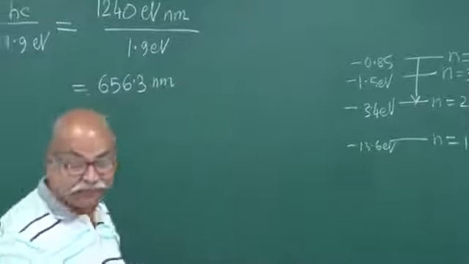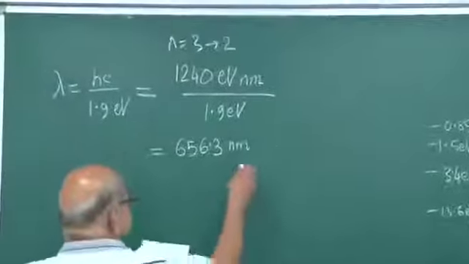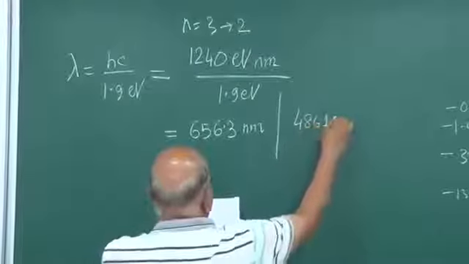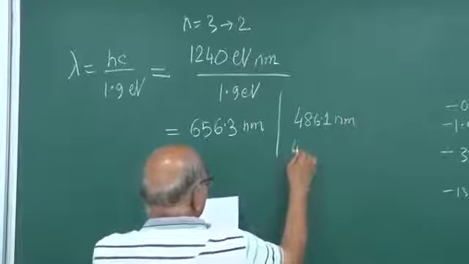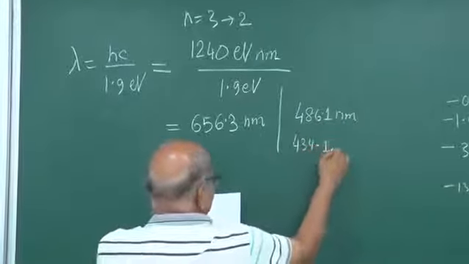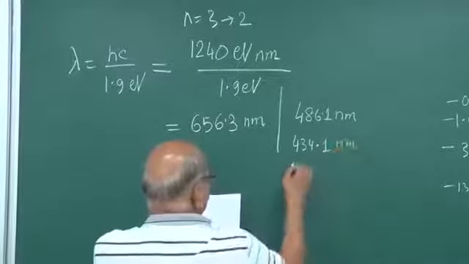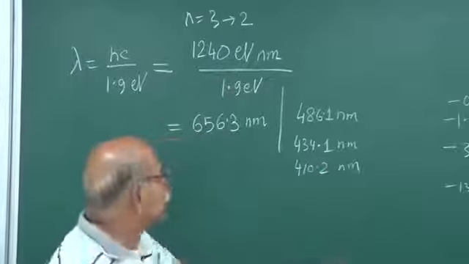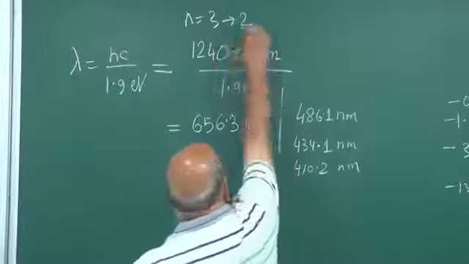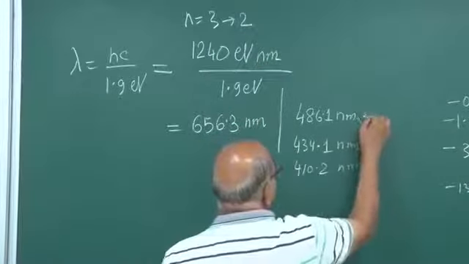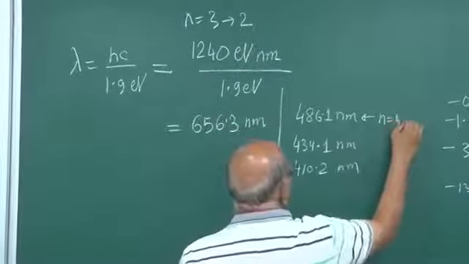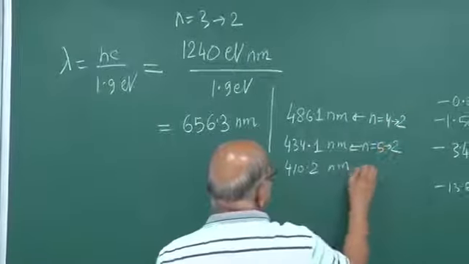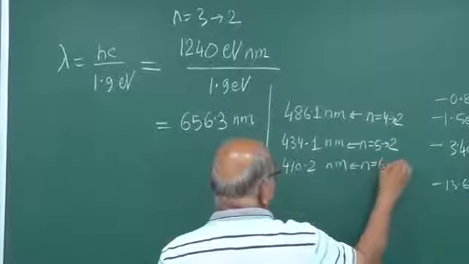Remember that these wavelengths, this is the first, and the next wavelength is 486.1 nm. Then you have 434.1 nm, and then you have 410.2 nm. So just work out, this was n equal to 3 to 2, this corresponds to n equal to 4 to 2, and this one is n equal to 5 to 2, and this one is n equal to 6 to 2.